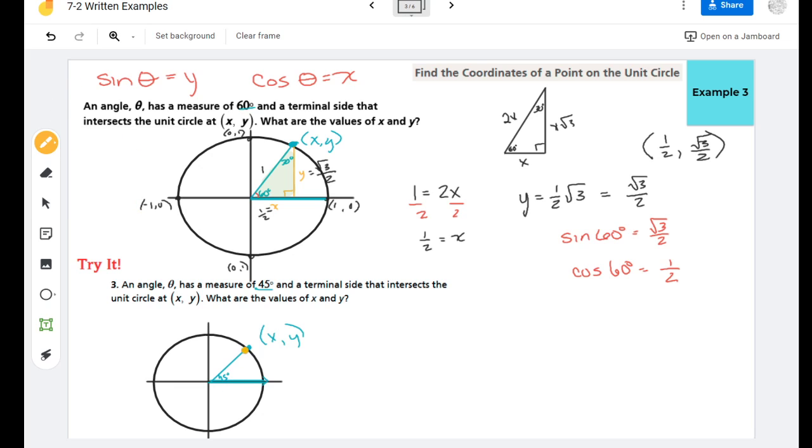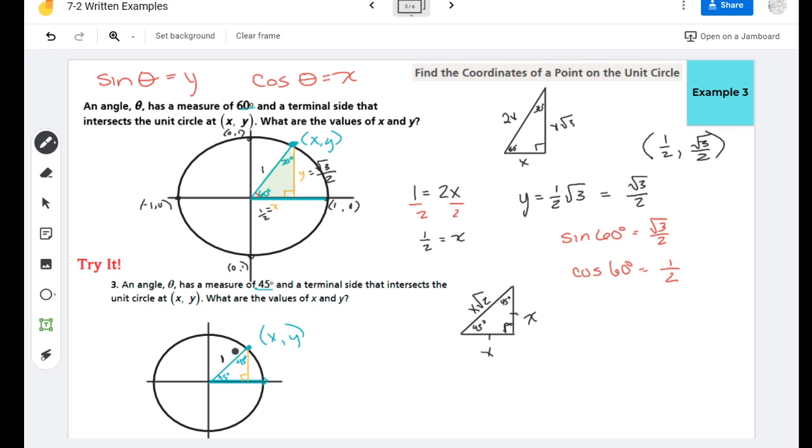Just like last time, I'm going to drop down my line to my x-axis and make a special right triangle. So this is a 45, 45, 90 right triangle. Now you know the hypotenuse of this is 1 because it's part of the radius of the circle. But if I think about a special right triangle that's 45, 45, 90, remember, it's isosceles, so my legs are the same length. And if I call those legs x, my hypotenuse is x root 2.